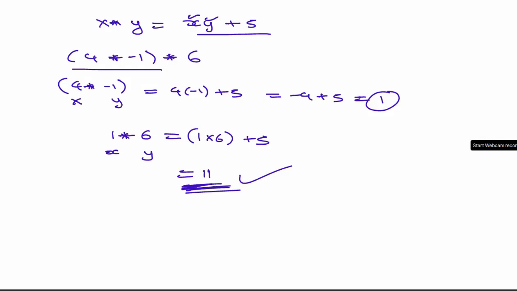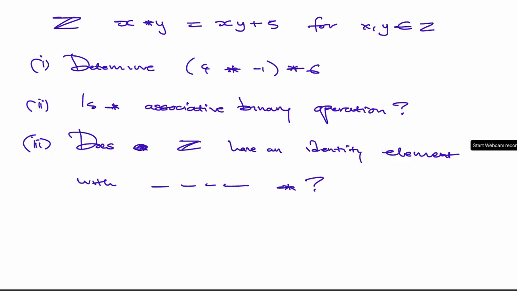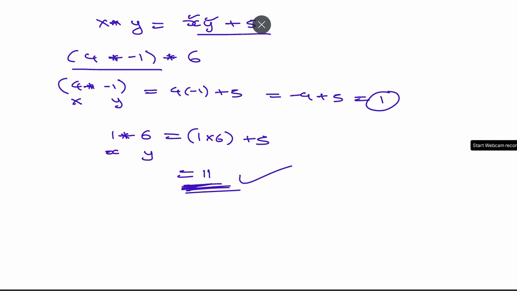Okay, so the other question is, is star associative? Is star an associative binary operation? Okay, so let's see. Let's try to find if star is associative. To find if star is associative, we use (A star B) star C is equal to A star (B star C).